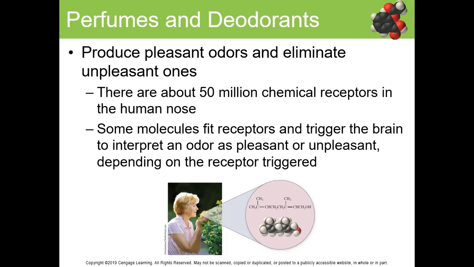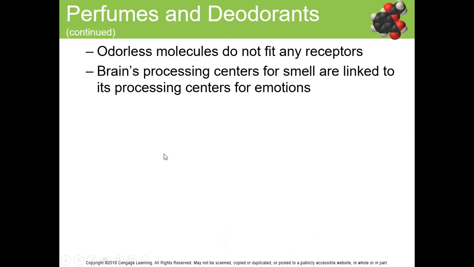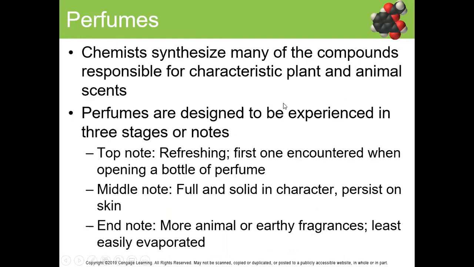But there are specific smells that are tied to specific memories. And those memories in humans tend to be very, very strong and very, very accurate. So you can not be in grandma's basement for 10 years and then you smell something from grandma's basement. You go, whoa, that was in grandma's basement, right? Because you have a very strong ability to recognize smells. And so when we're talking about producing pleasant odors and your deodorants and eliminating the unpleasant ones, we're using a little bit of psychology on our side there too. Odorless molecules don't fit into receptors in our brains, and our brain's processing center, like I just said, is related to our emotional processing center as well.